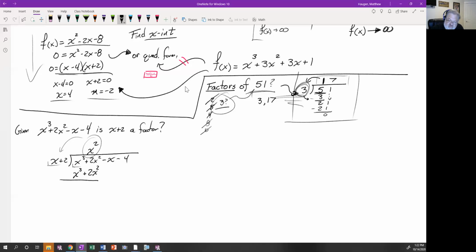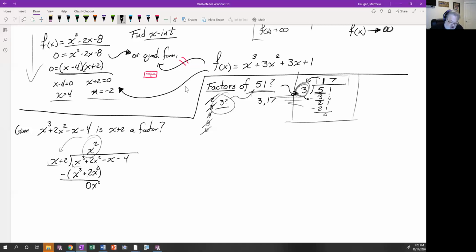And then what did we do with the 5 and the 3? We subtracted them. So what are we going to do here? We're going to subtract those. X to the third minus x to the third is 0. That column should always 0 out. The 2 minus 2 also gives us a 0 by kind of coincidence.